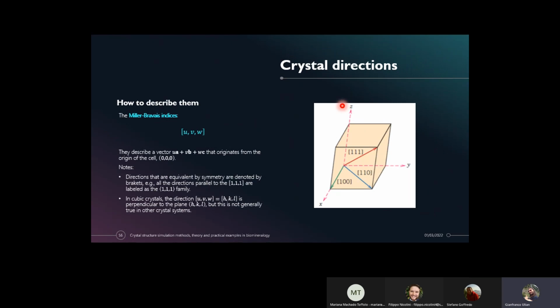Okay. And crystal direction, we can also determine crystal direction, so vectors starting from crystal directions in the crystal, that they are identified by the so-called Miller-Bravais indices, U, V, W, represented in square brackets. Please note that in a cubic crystal, if the U, V, W indices are equal to the H, K, L indices, the Miller indices of the planes, the direction is perpendicular to the plane. For other crystal systems, it may not be the same.